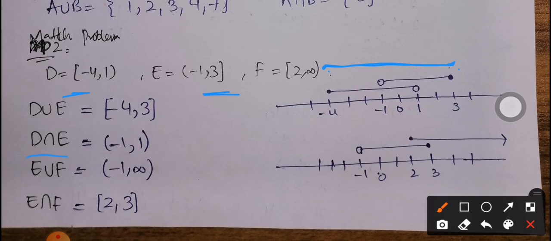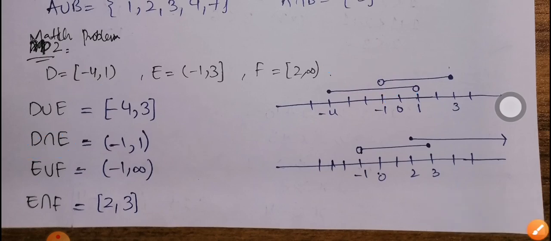Next we have D intersection E. Intersection means the set of elements present in both sets. So if we are talking about the set of elements that are present in both sets, it means this double line will represent the intersection part, because these are the parts of D as well as E. So -1 to 1, open from -1 and open from 1.